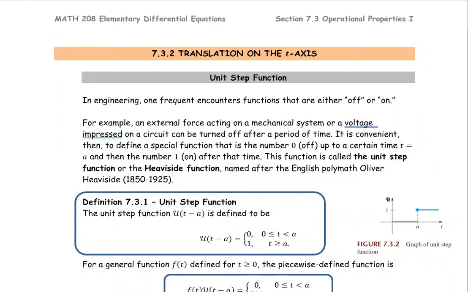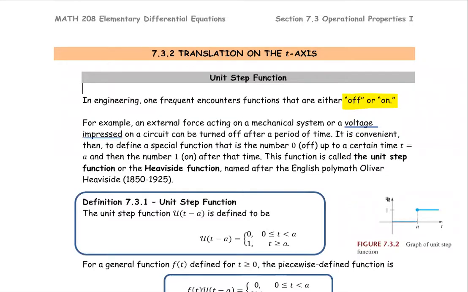The second part of 7.3 is about the translation on the t-axis. In this part we are going to use the unit step function and the Laplace transform to solve differential equation problems. In engineering, very often we encounter functions that are either on or off.